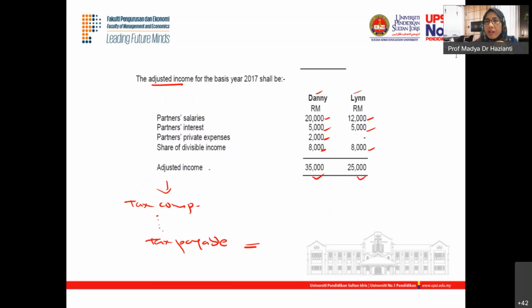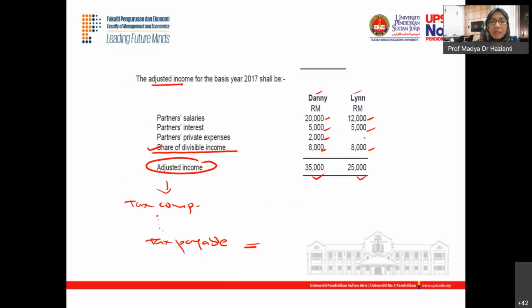Boleh Adam, your calculation is correct. The share of divisible loss is correct. Nampak? Tapi tadi you bagi saya ni je. I want the adjusted income. Adjusted income kena tambah balik apa benda yang ada dalam tu. Salary dia, interest dia, private expenses kalau ada.